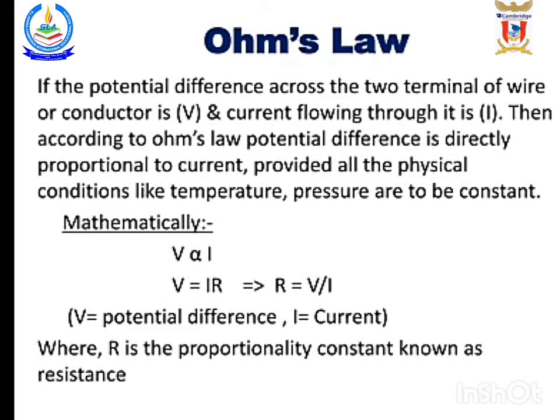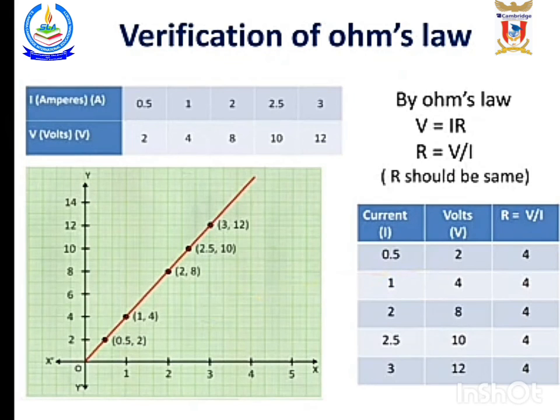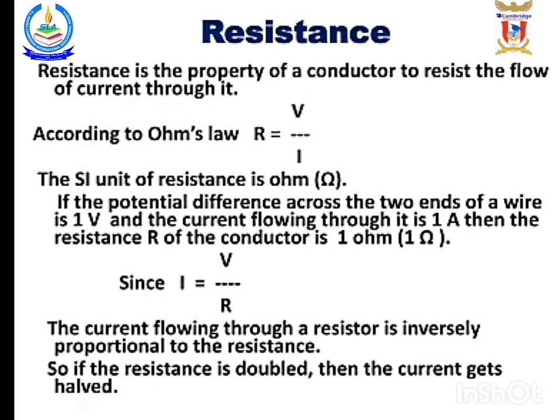Ohm's law is V is equal to IR. This is the verification of Ohm's law: the R should be the same. Only in that case can we say that Ohm's law is verified. Here is a resistance, and the value of resistance is V upon I. So from the Ohm's law equation we can also find out the value of R.